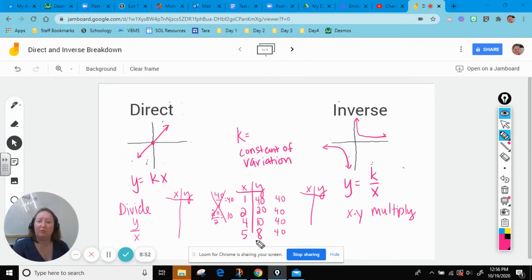You might even ask yourself, what would be another number that would be okay? Well, how about -5 and -8? You could even have -8 and -5 on your y values. Anyways, all of these equal 40. So multiplying did work, and so we are satisfied that this is a set of inverse values.